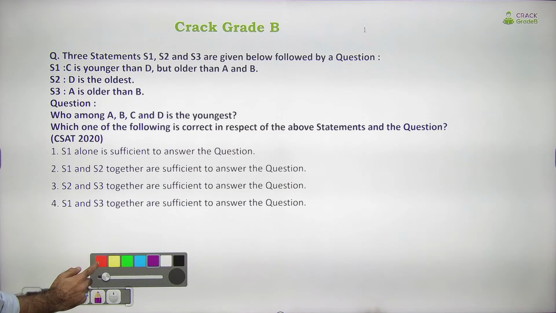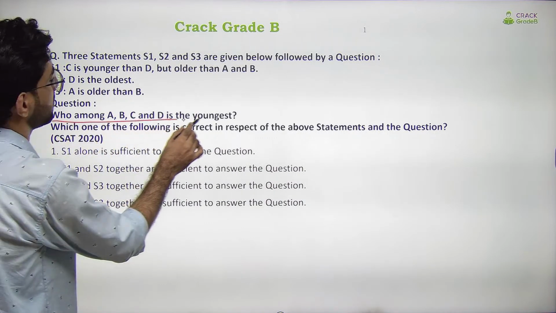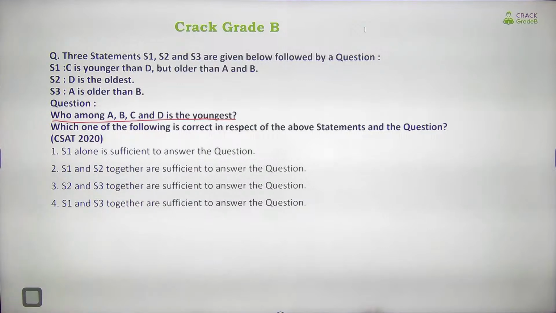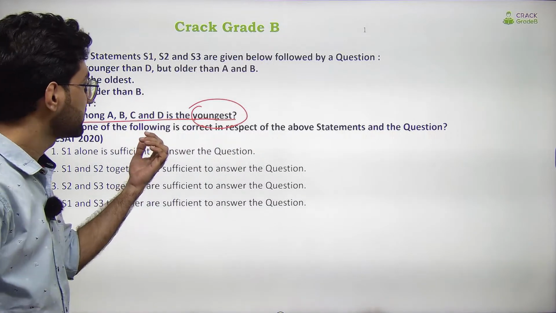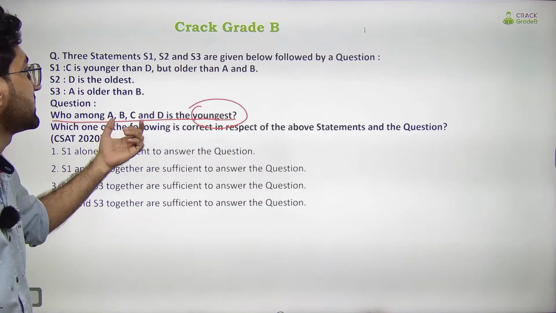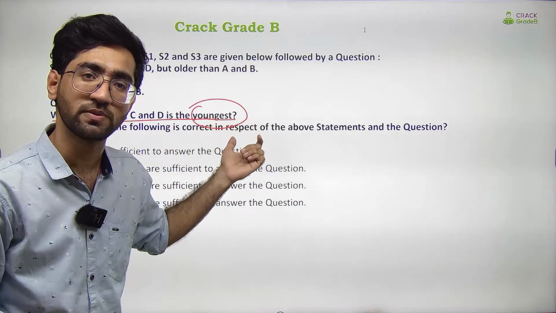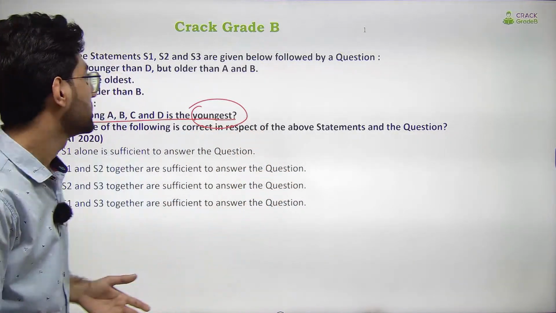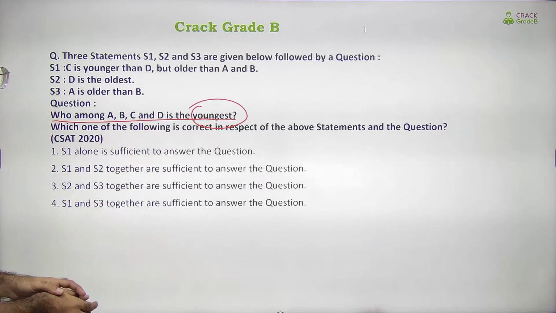Now let us solve an easier data sufficiency question. The question says 3 statements S1, S2 and S3 are given below, followed by a question. Who among A, B, C and D is the youngest? So basically we have to find whether we can find who is the youngest one among these 4 persons A, B, C and D. And how can we find it, right? We haven't been given any kind of data in this data sufficiency question.